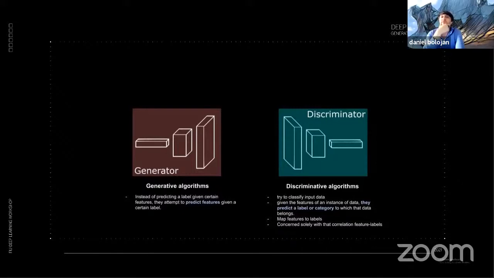Now, discriminative algorithms try to classify input data. Given the features of an instance of data, they predict a label or category to which that data belongs. So for example, if the generator is generating images of Mona Lisa or Sagrada Familia, the discriminator has to be able to tell that that's a Sagrada Familia or that's a Mona Lisa painting. That's what is meant by trying to predict a label or category to which that data belongs in the end.